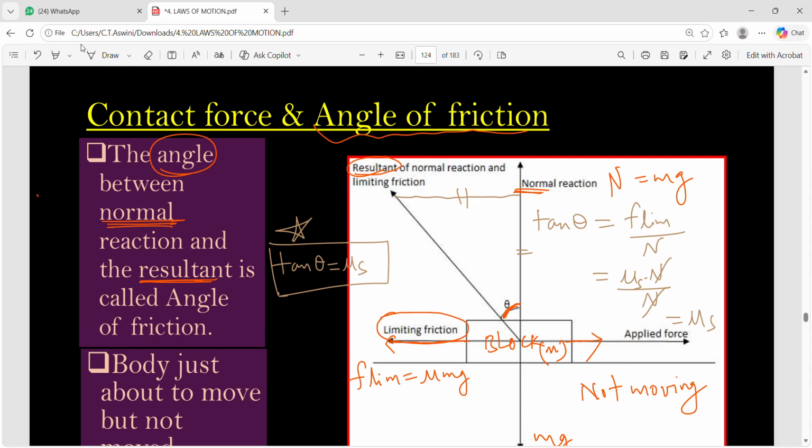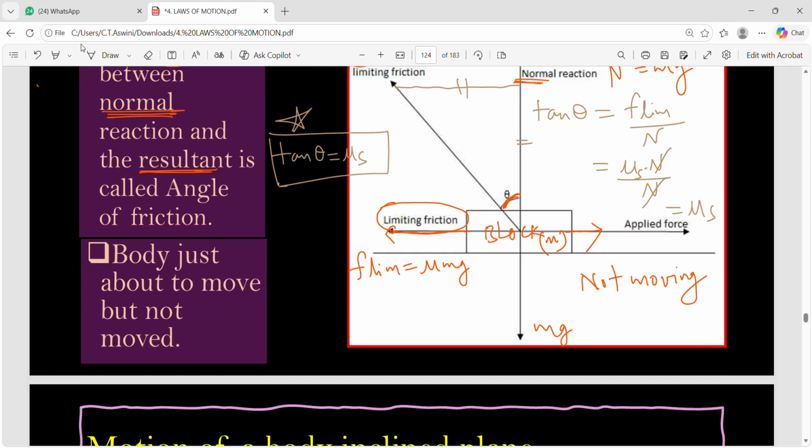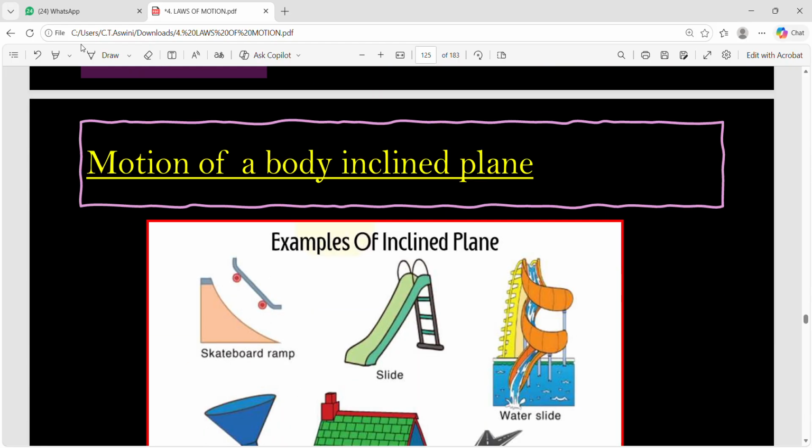No need to find the normal, limiting friction, and then take the resultant. Don't do these vector cases and all. Simply it is just equal to the coefficient of static friction. Clear? So the angle of friction is the angular gap between the normal reaction and the resultant. And how do you find that? Tan theta is equal to mu s, where theta is the angle of friction. So this is what we have for today.